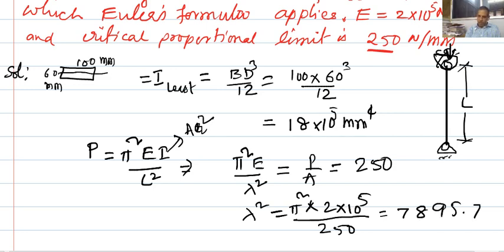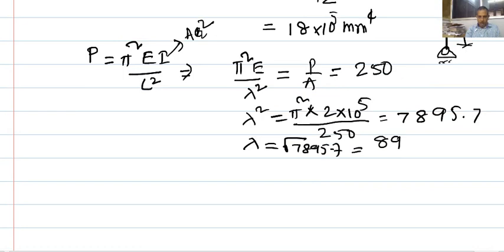7895.7 lambda, right. So lambda equal to root of this, that is 7895.7. Root of this is equal to 88.85, let us say 89. So what is lambda? Lambda is equal to L by R equal to 89. So that means L is equal to 89 into R.